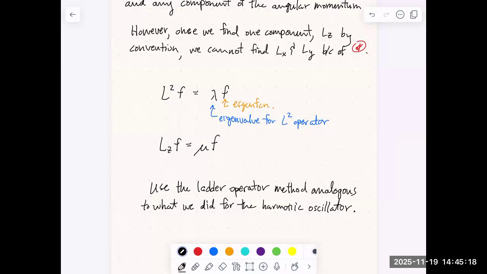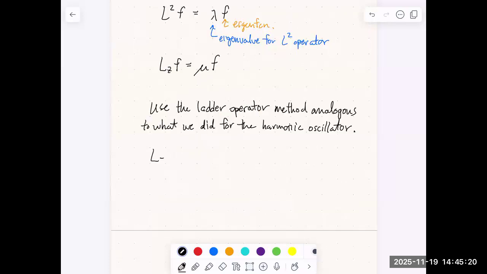So the way we're going to define our raising and lowering operators for angular momentum is as follows: Lx plus or minus i Ly. What we're going to be interested in, whoops, not that, I want my Z component, is this commutator relation.